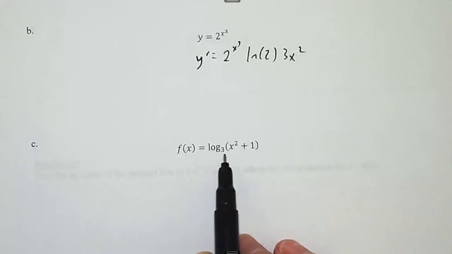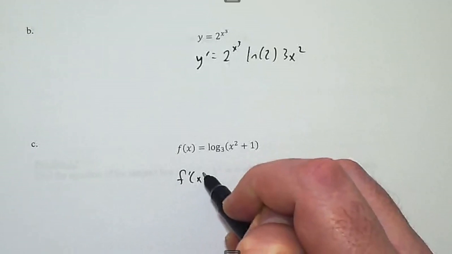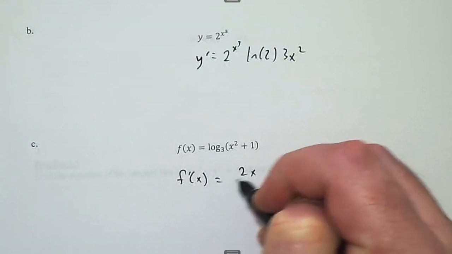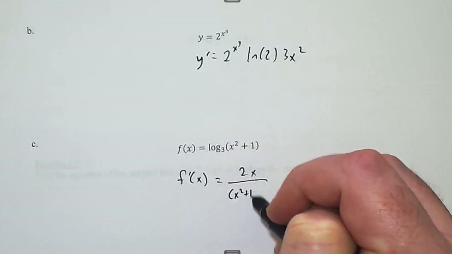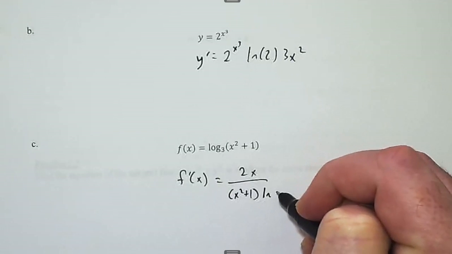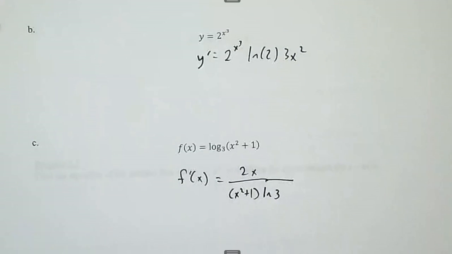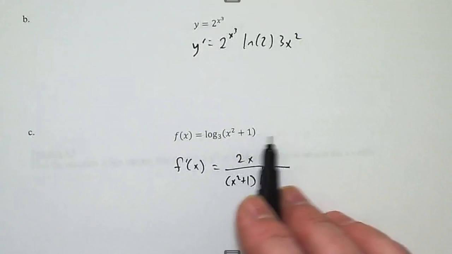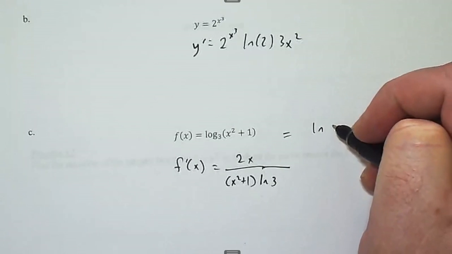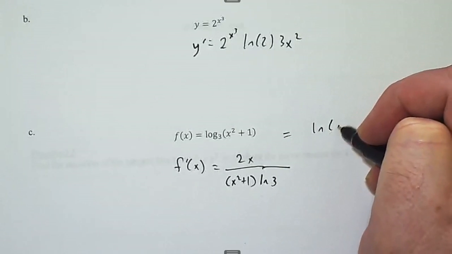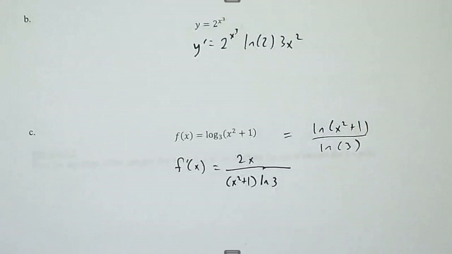All right, the derivative of the log base 3 of u is u prime over u natural log of the base. This one here is really not a formula you have to worry too much about. Just remember the change of base formula. That's all it comes from.